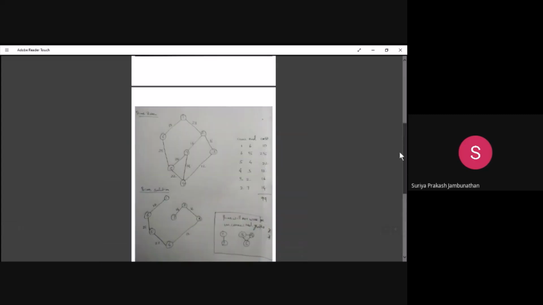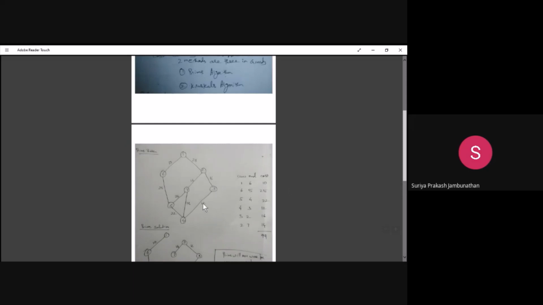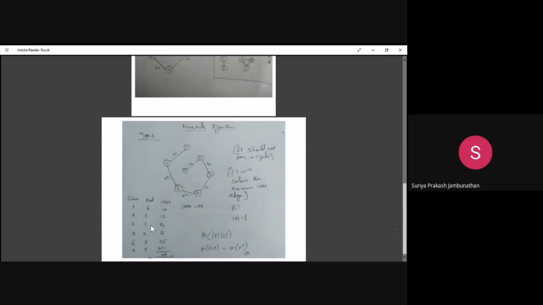Okay. Next to 12, what is the next highest weight? After 12, the next highest weight is 14. Which two nodes have 14? 2 and 7, 2 to 7. And keep in mind, while selecting these edges, it should not form any cycle. You have to select carefully. So 2 to 7, the weight is 14. We select 2 to 7, which is the third edge.